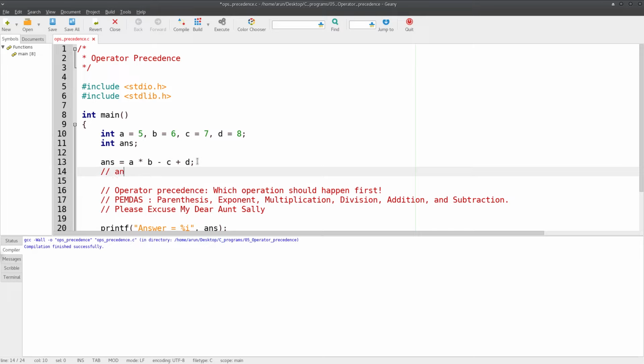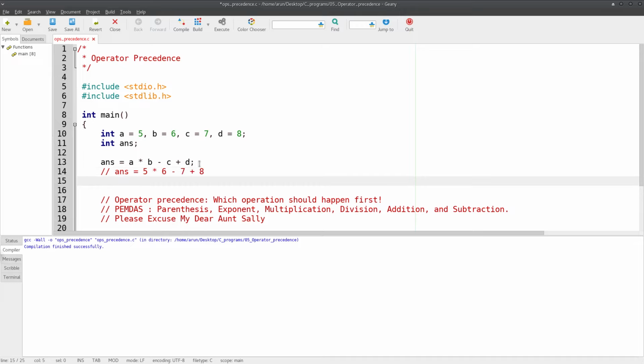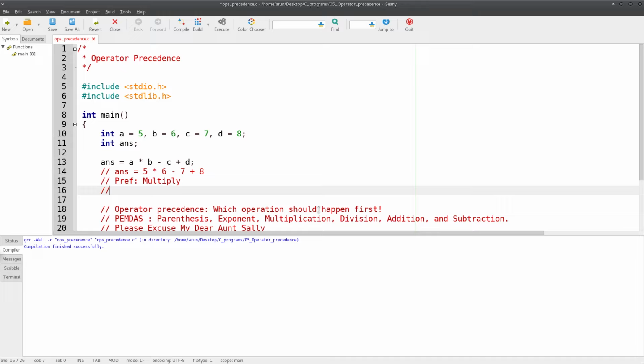Okay, so ans will be equal to 5 times 6 minus 7 plus 8. And now because of multiplication taking preference, you prefer multiplication first. Multiply. So as a consequence, the answer will become 5 times 6 is 30. So 30 minus 7 plus 8.